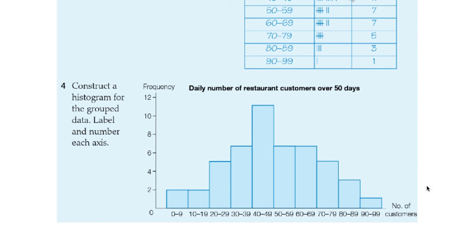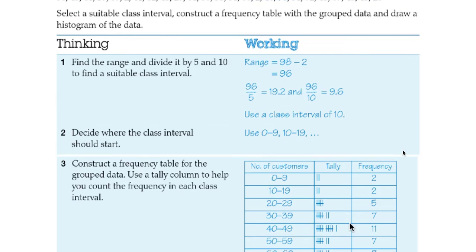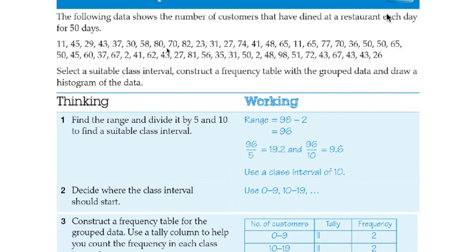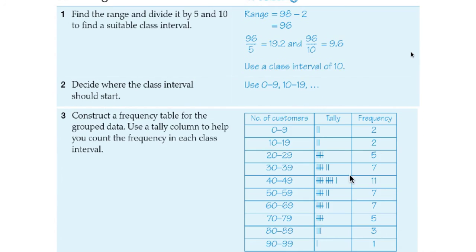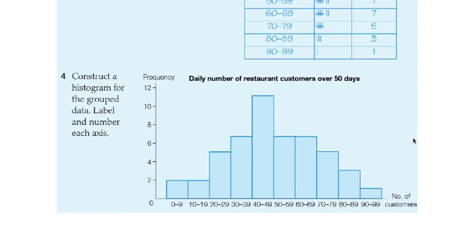This is a histogram of that data. When you're analysing these 50 numbers, it's really hard to analyse. When you put it in the form of a histogram, you can start making some analysis of the data very quickly.